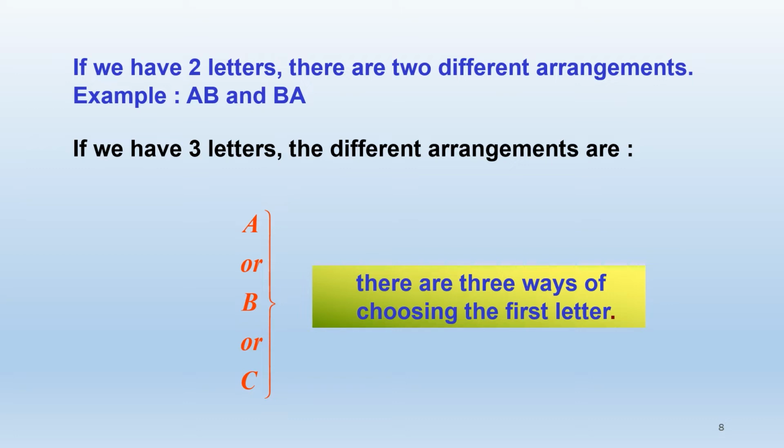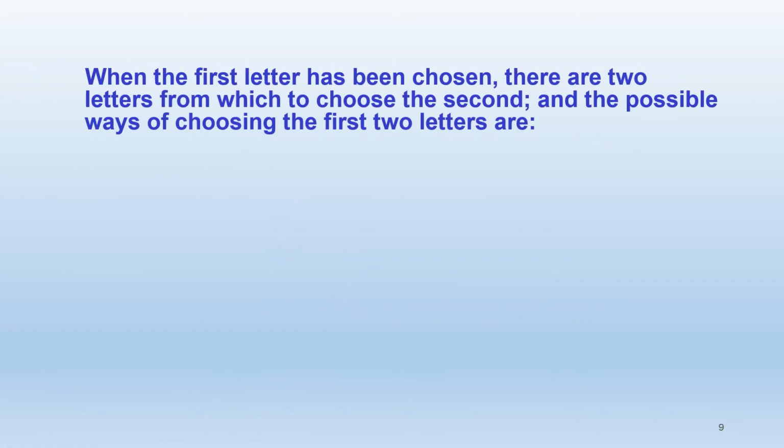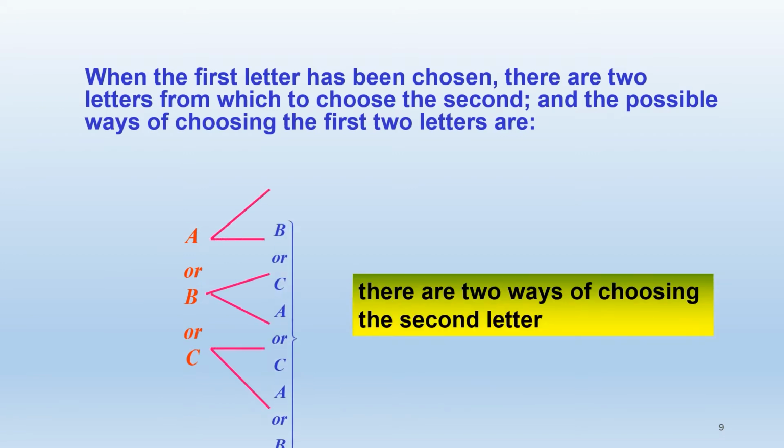These are the three ways of choosing the first letter. Ini cara, kita ada tiga cara untuk pilih huruf yang pertama. Sama ada you want to choose A, or you will start with B, or you will choose C. So ada tiga cara untuk huruf pertama. Okay, when the first letter has been chosen, there are two letters from which to choose the second.